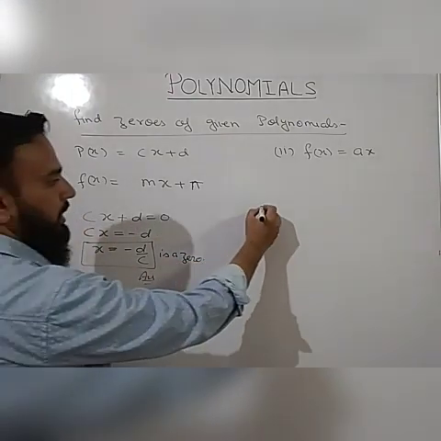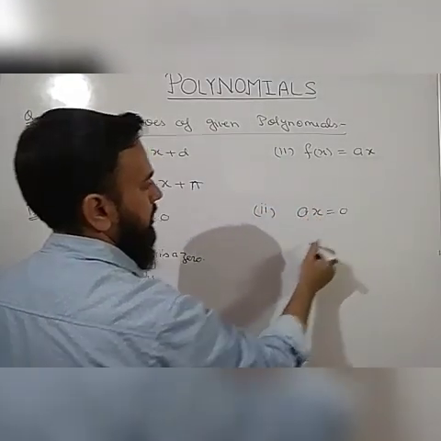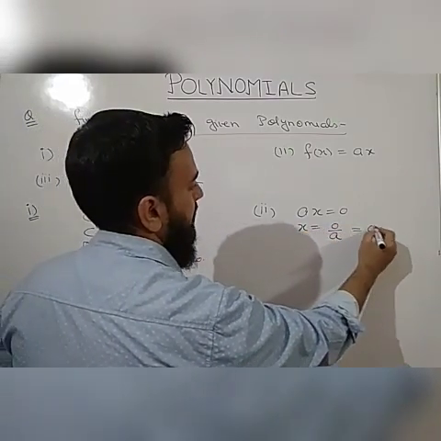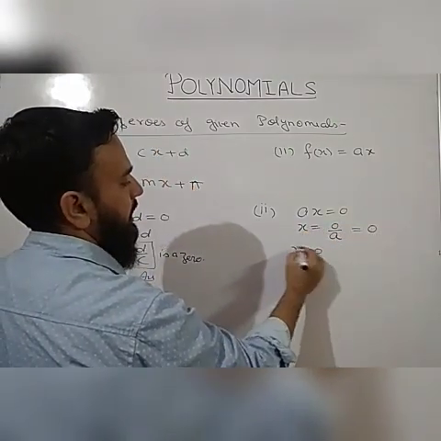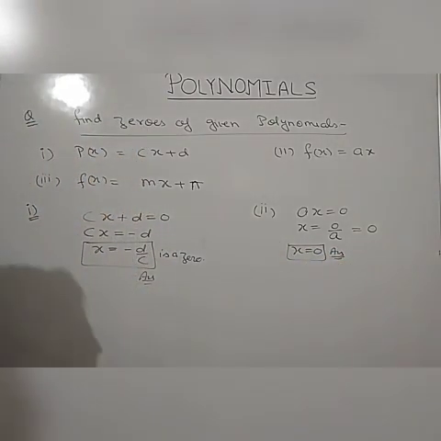Similarly, in the second part, what will be the zero? So put ax is equal to 0. So the value of x will be equal to 0 upon a. That will be also 0. It means x is equal to 0 is our answer. x is equal to 0 is the zero of this polynomial.